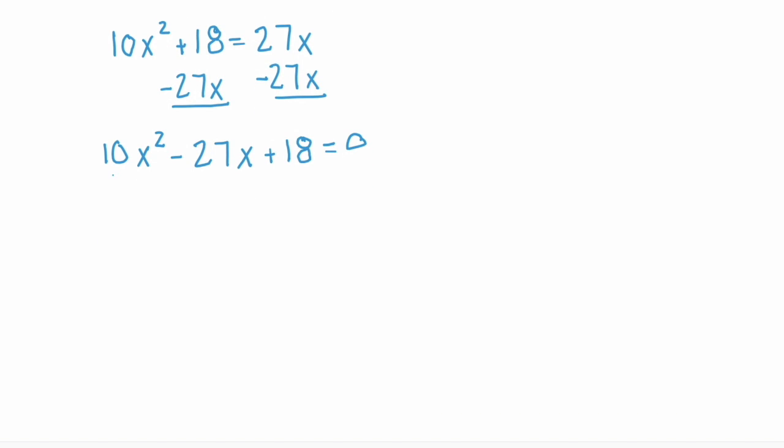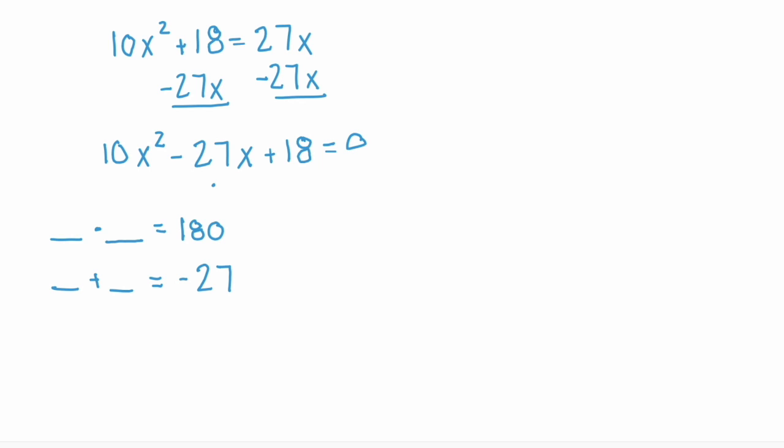Because we have a leading coefficient of 10 and not 1, we're going to want to rewrite this so we can factor by grouping. So to figure out how to rewrite that middle term of negative 27x, we're going to look for two numbers that multiply together to give us 10 times 18, or 180. And at the same time, those two numbers need to add together to give us the value negative 27.